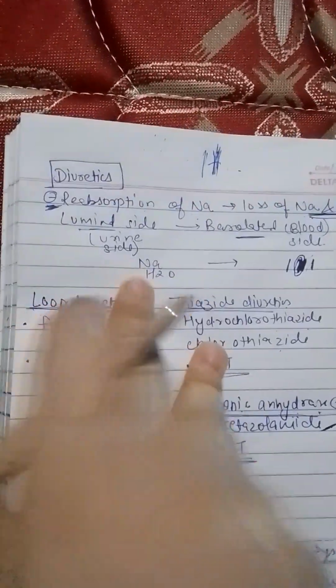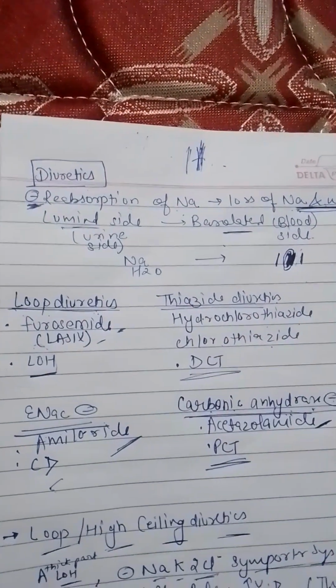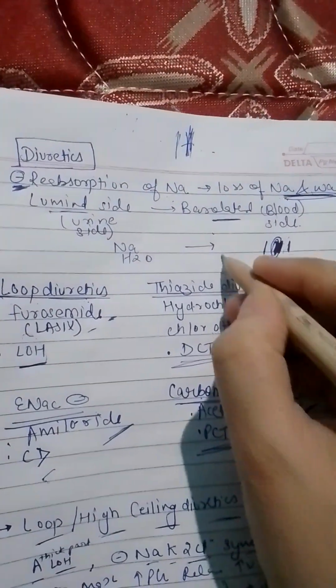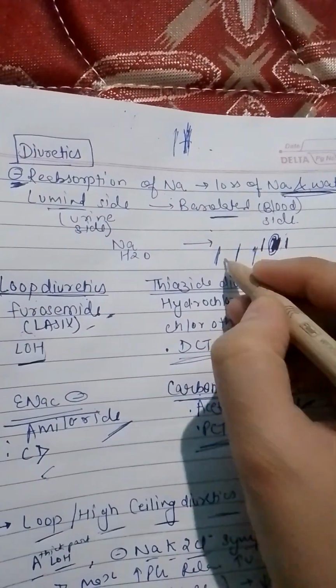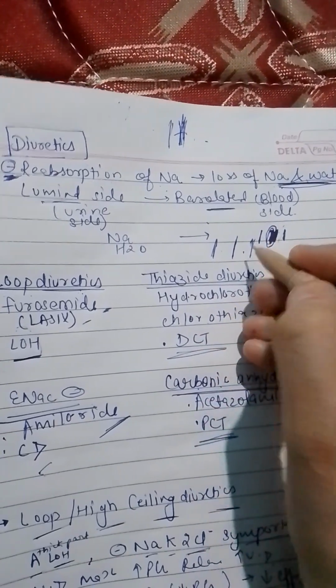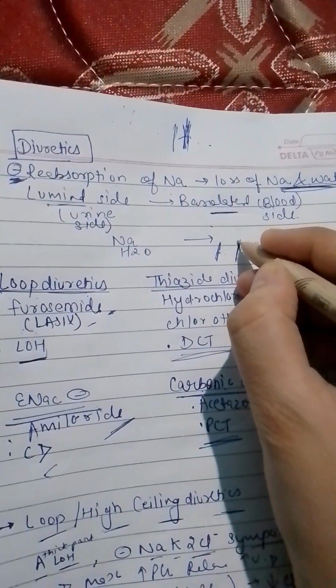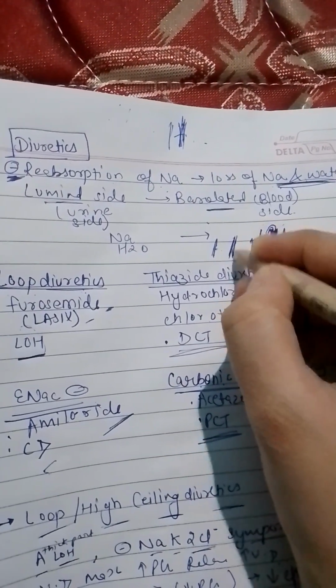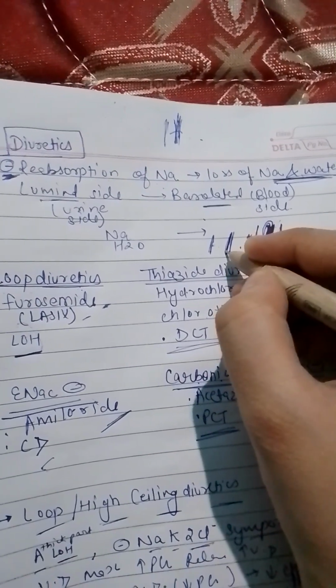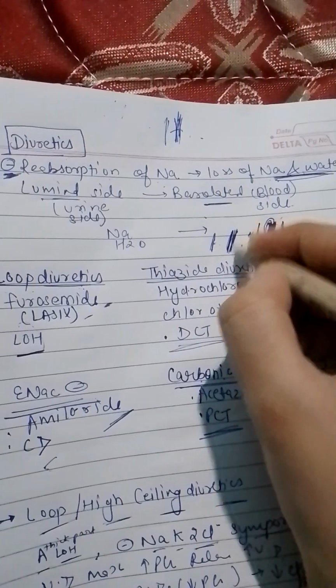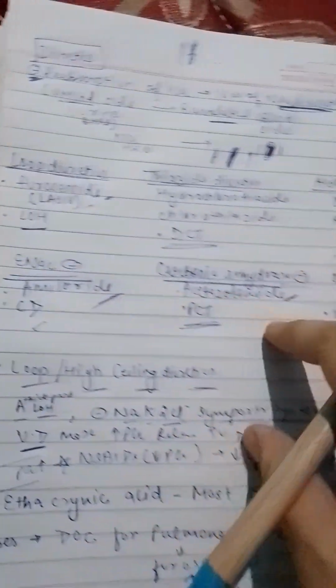Okay, now there are the luminal side and the basolateral side. For example, this one is a blood vessel and this one is like a collecting duct or maybe PCT. So what is exactly happening over here? This layer is known as the basolateral because it is the blood side, and this layer is known as the luminal side because it is the urine side. Then the diuretics are further categorized into groups.